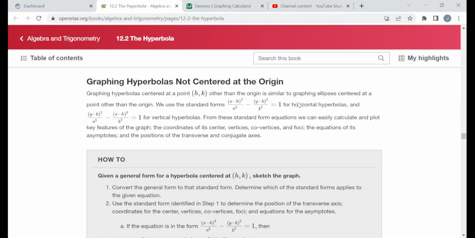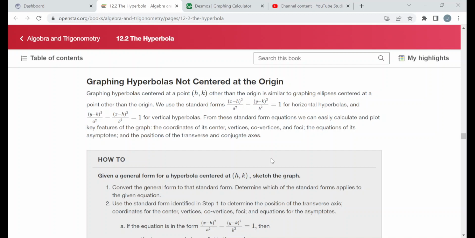Alright, so in this video I'm going to be doing examples that are taken directly from a free online textbook at openstax.org. I'm in their Algebra and Trigonometry text, section 12.2, called the Hyperbola. I'm under the heading Graphing Hyperbolas Not Centered at the Origin. And each example I do will either be an example from the reading, or one of the try it problems from the reading, or one of the exercises at the end of the section that's related to this particular objective.